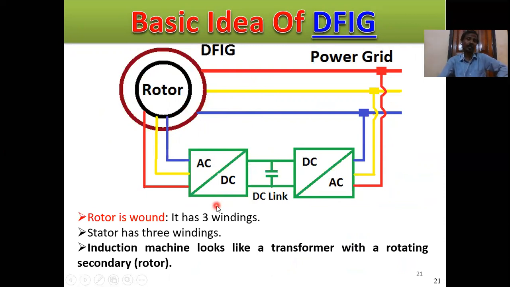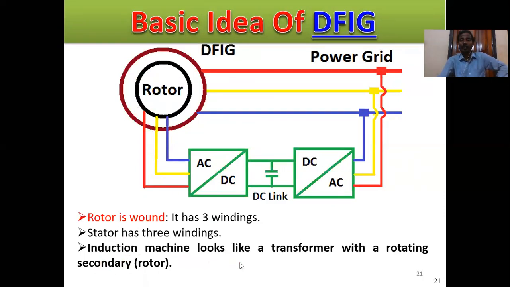Mainly this controller controls the harmonics and power quality. And this is another, DC to AC converter, and this section is directly connected to the microgrid. This is the DC link, mainly battery or capacitor side, which balances the system. The rotor has 3 windings, and the stator also has 3 windings, RYB.